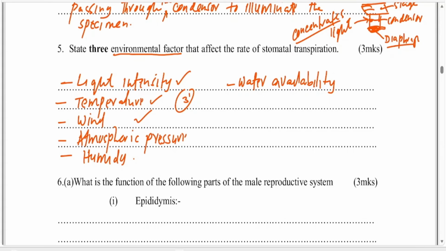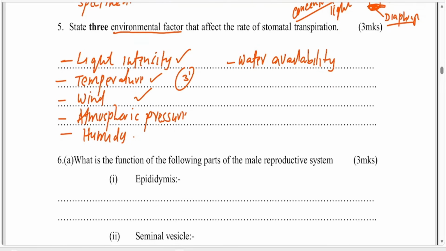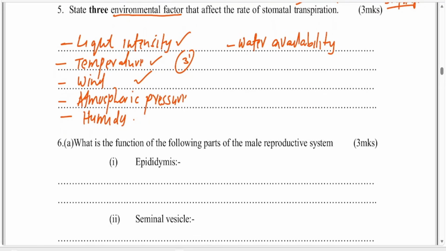Remember, we also have the structural factors which affect the rate of transpiration, and this is where you talk of hairy leaves, thick cuticle, sunken stomata, the number of stomata. Those are structural factors which affect the rate of stomatal transpiration. So always get to underline the key term so that you are not in a position to answer the wrong question. We don't fail because we do not know, we fail because of these minor mistakes that we do make.